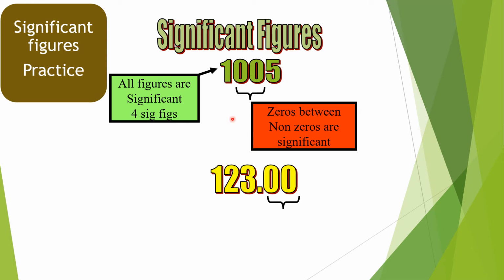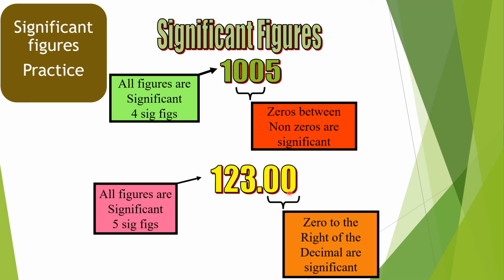Here in number 123.00, we have five significant figures. All figures are significant because zeros to the right of the decimal are significant. So we count 123.00 as five significant figures.